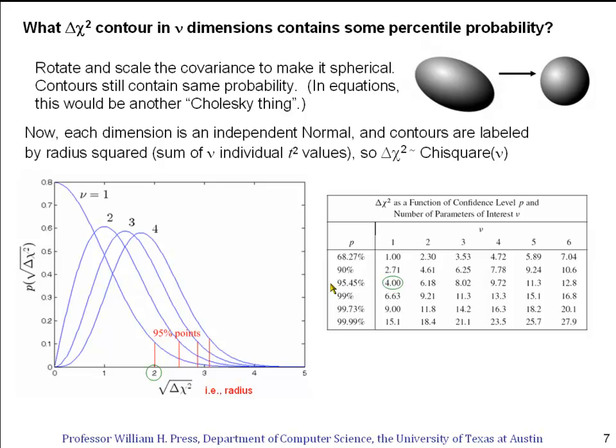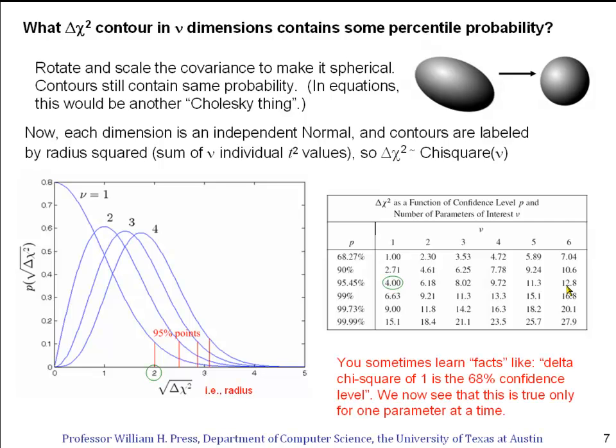But if we're interested in two parameters, then we have to use this column, or this curve, and go out to this 95 percentile point. And you'll see the delta chi-squared then is a little bit over 6. And it increases slowly with the number of dimensions, that is to say, with the number of interesting parameters whose joint probability distribution you're interested in.